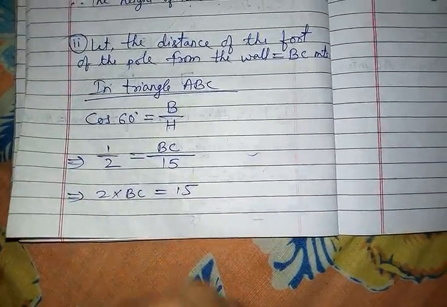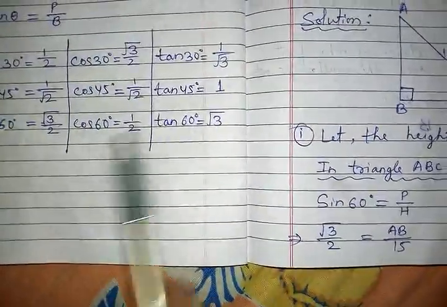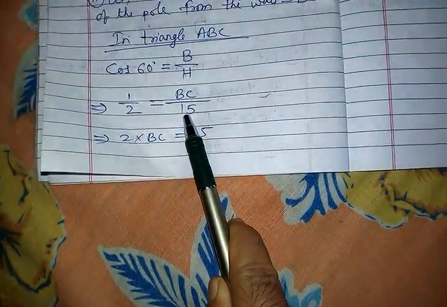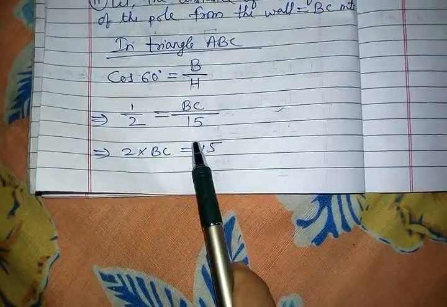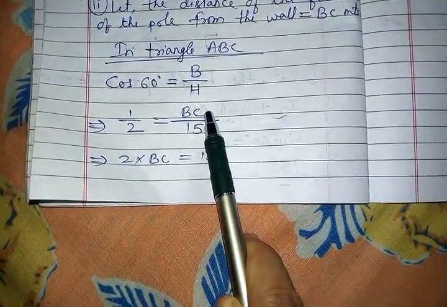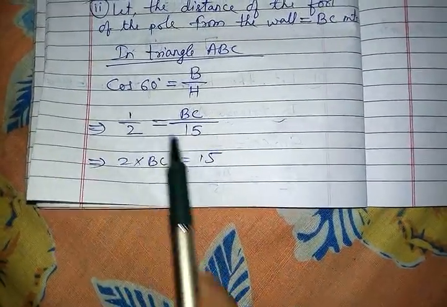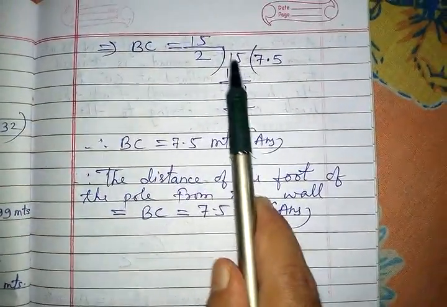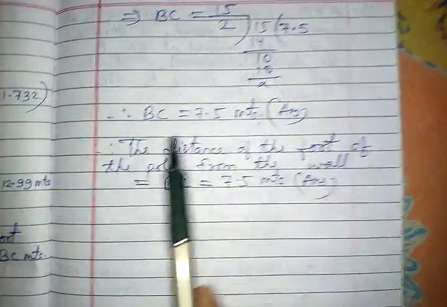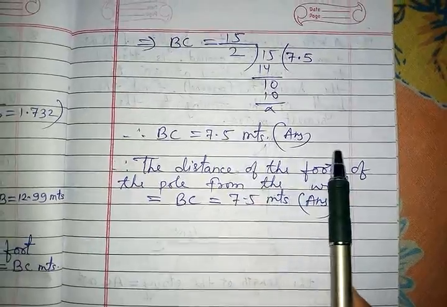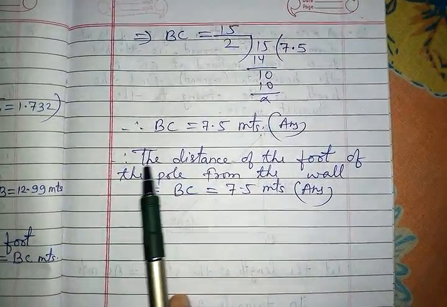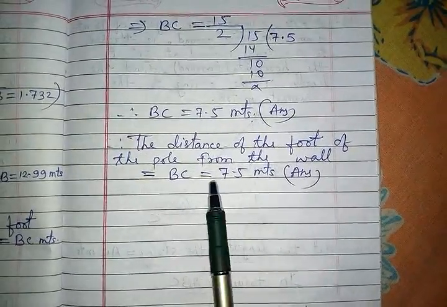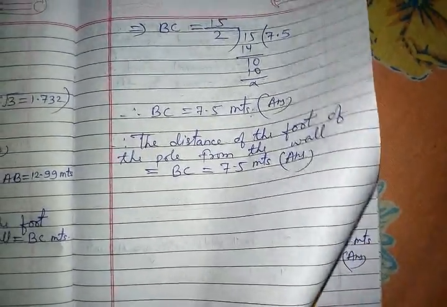Cos 60 is 1 by 2. You can check the value. Cos 60 is 1 by 2. So same thing, and the base is BC. You can check the diagram. And the hypotenuse is 15. You all know. Now you have to find BC. BC into 2 equal to 15 ones are 15. BC equal to 15 by 2. So when you divide 15 by 2, it is 7.5. Therefore BC equal to 7.5 meter is our answer. So the second question's answer also we got. The distance of the foot of the pole from the wall is BC and its answer is 7.5 meter.